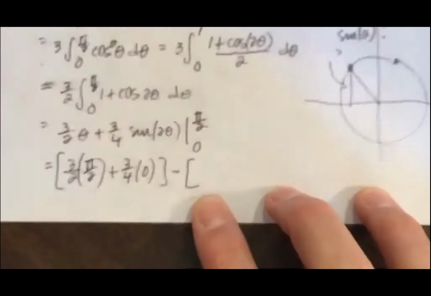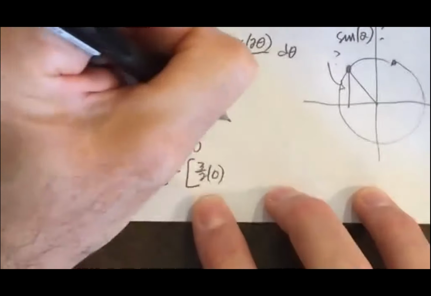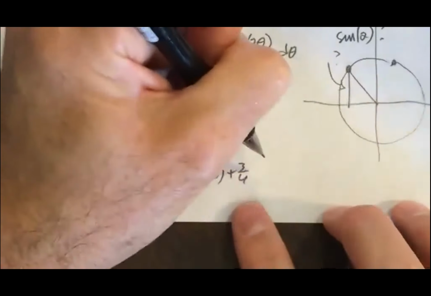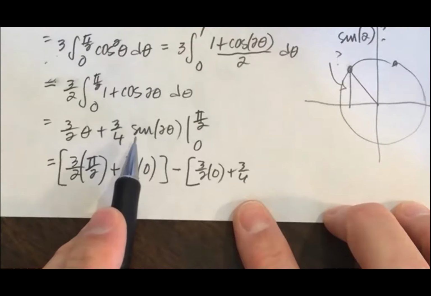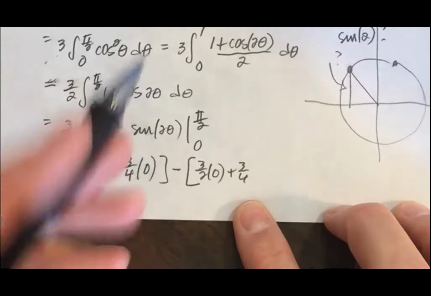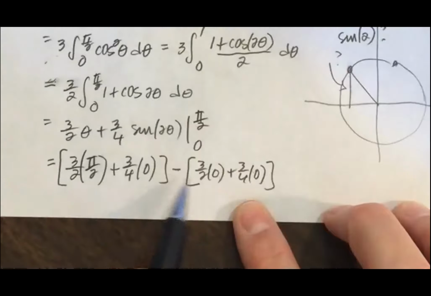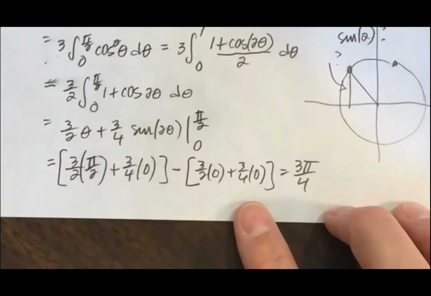Minus what we get when we plug in 0. Well, 3/2 times 0 is going to be 0, plus 3/4 times the sine of 2 times 0. Well, 2 times 0 is 0, and the sine of 0 is 0. So we're subtracting 0 and adding 0. It looks to me like the answer is 3 pi over 4.